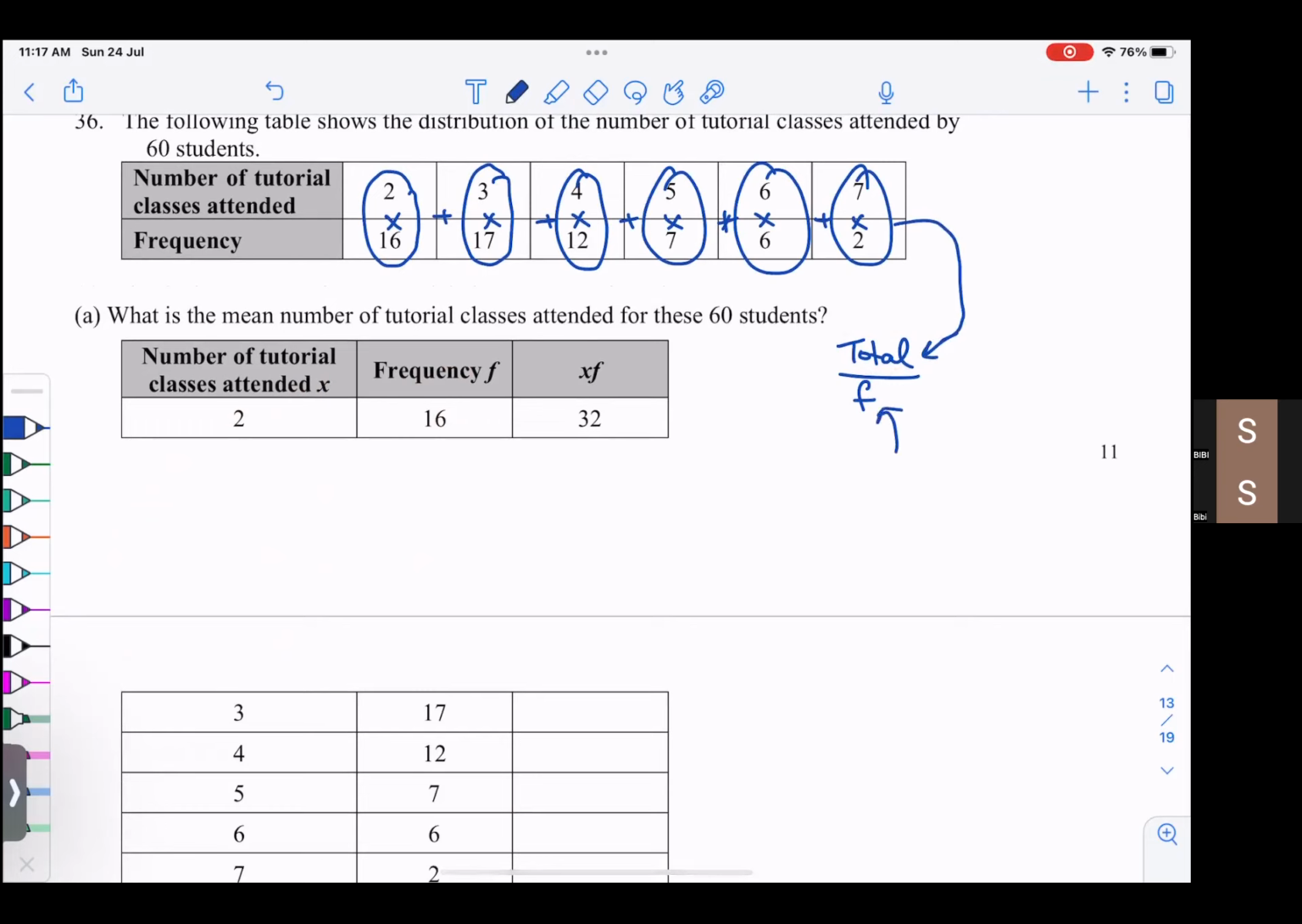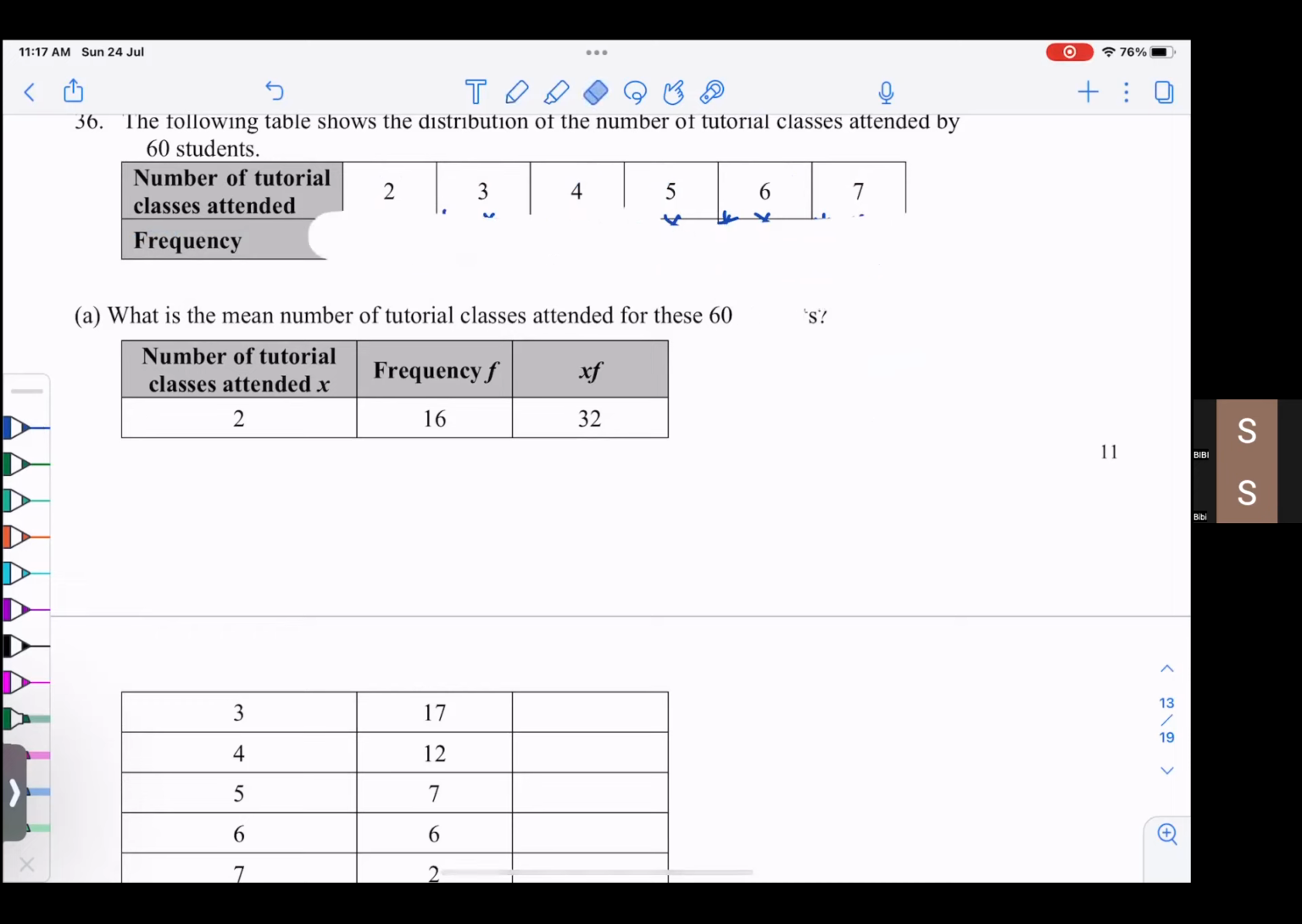And how about the frequency? Frequency is just the bottom part. So you add up all these and put it here, and then find the answer. If you can find it that way, that's easier. But some schools give you the table to make it easier.